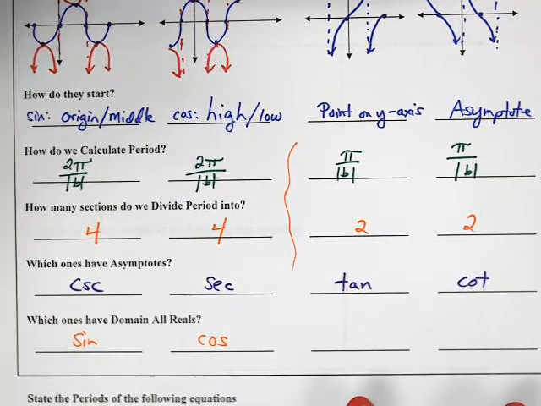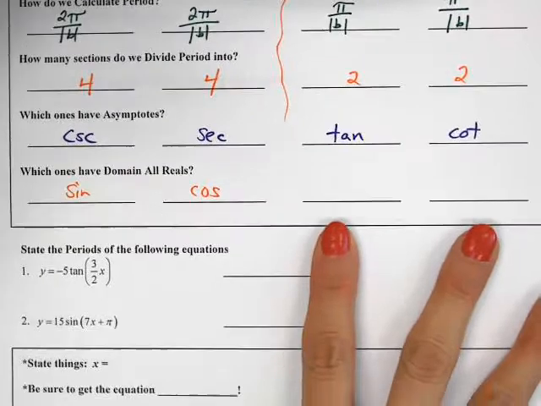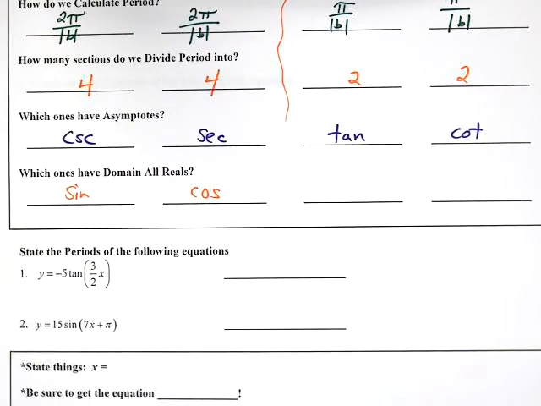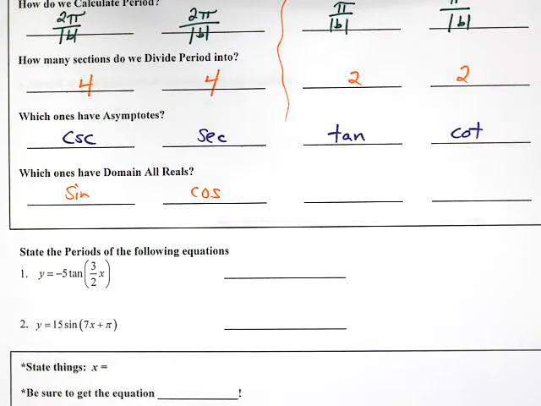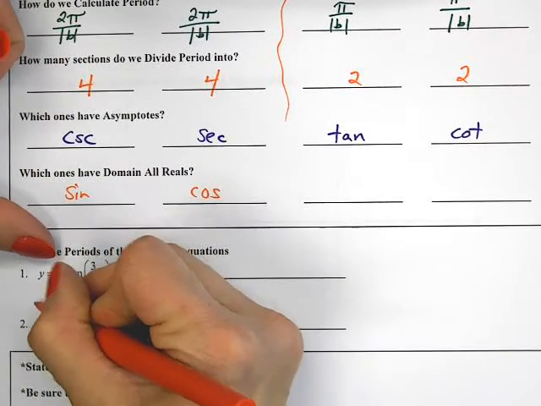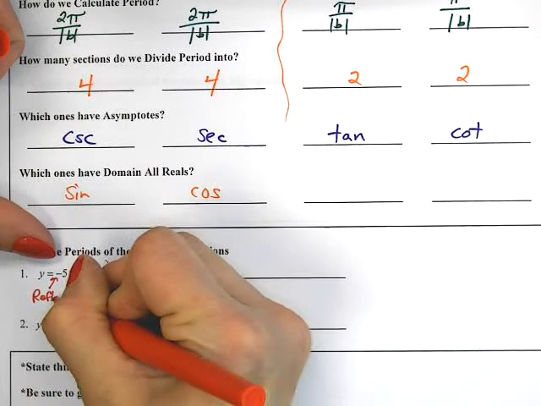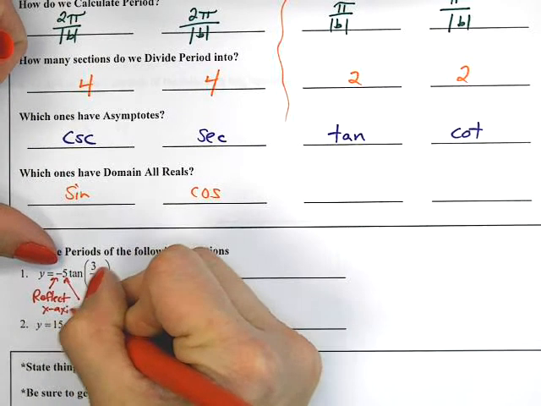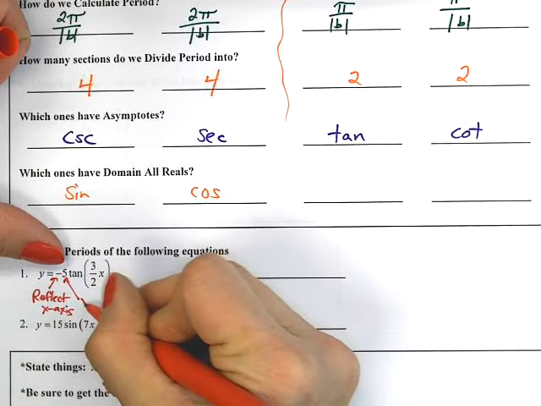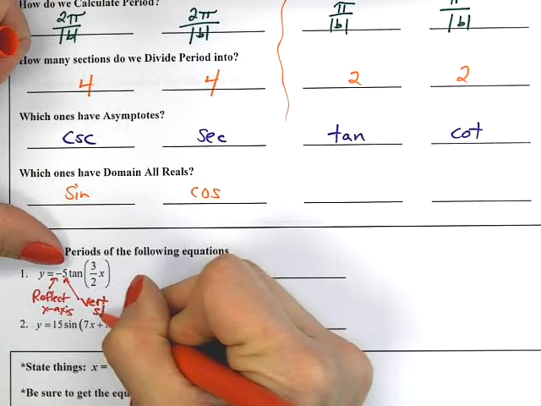All right, let's practice looking at some equations and finding the period, for example. This number out in front, right here, let's just tell you what everything does. This would be reflection. This one over the x-axis, of course. The 5 would be a stretch, a vertical stretch.